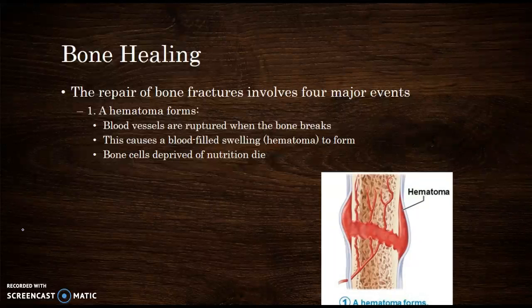Step one is a hematoma is going to form. And you may have heard that word before. A lot of times hematomas are referred to as a bruise. So what happens is when your bone breaks, you also are breaking all the blood vessels within it. So you have all this swelling from this blood, and that's what the hematoma is forming. Without proper blood flow, your osteocytes, your mature bone cells, are deprived of nutrition in their lacunae, so they actually die.